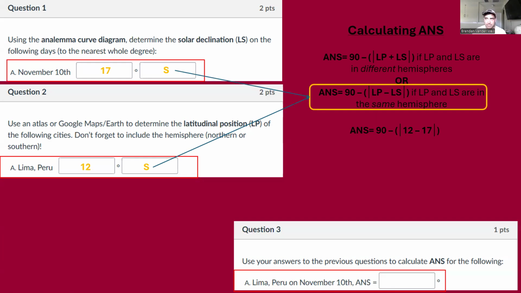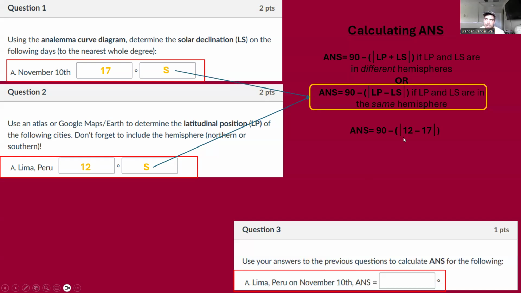It's not terribly scary. I just plugged in the values for the LS and LP as we have determined from the question one and question two information here. So you'll see that the LS from question one is right over here. That was 17, so we have 17 here. And then the LP, the latitudinal position, is 12, and so that is right here.